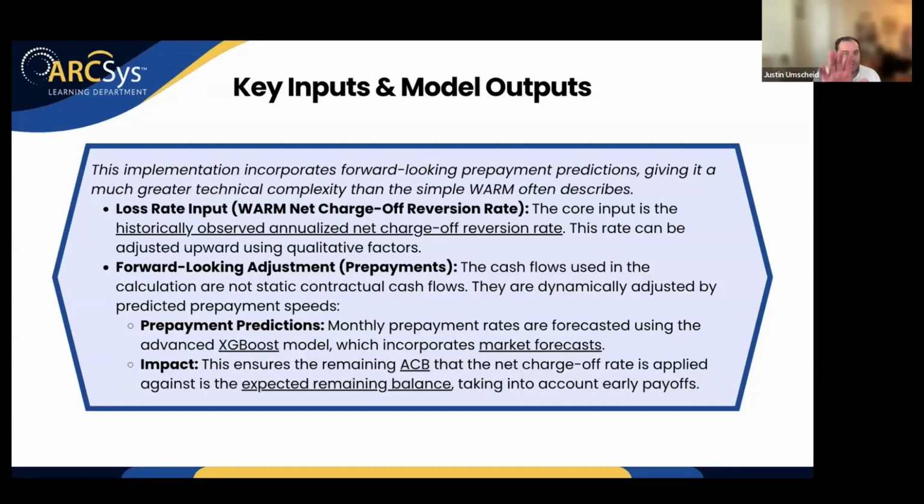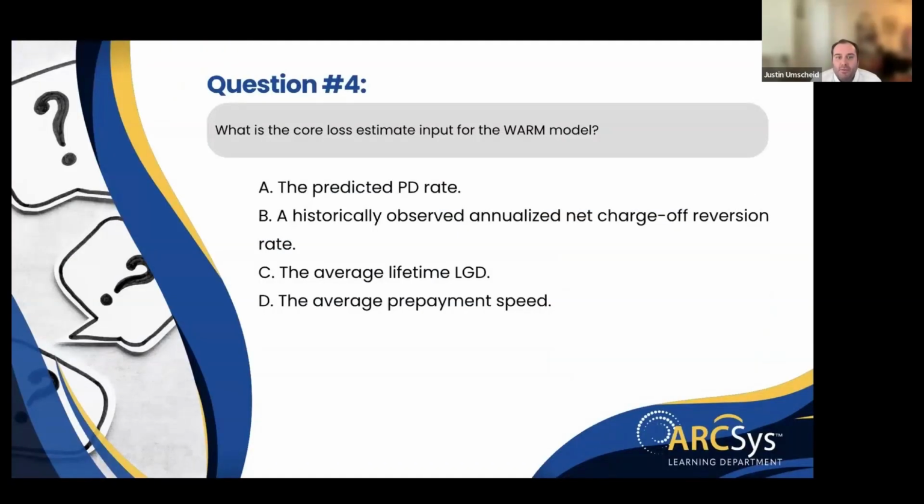So greater reliance on qualitative factors, potentially, and most certainly on forecasted impacts through qualitative factors within a WARM model, because they are not considered forecasted assumptions and not considered naturally within that WARM net charge-off reversion rate. It's just the historical average. There is no projection. What is the core loss estimate input for the WARM model?